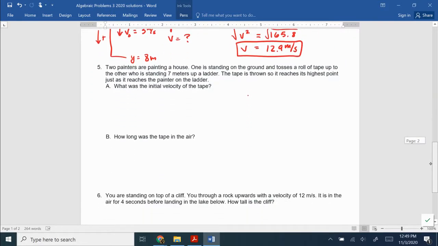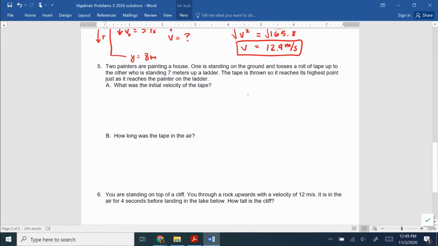And here we go. Number 5. Two painters are painting a house. One is standing on the ground and tosses a roll of tape up to the other one. So on the ground, it's going to go up to the other guy. And the tape is thrown so it just reaches the highest point. So what was the initial velocity?